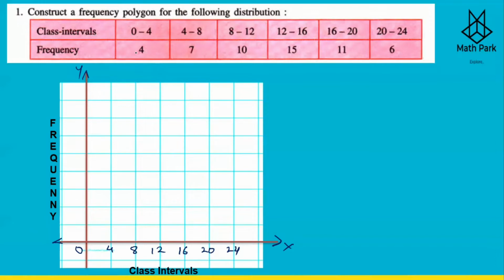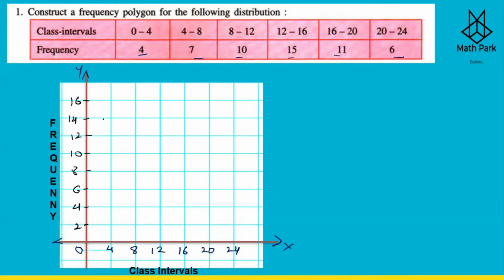On the y-axis, the frequencies which you have to plot are 4, 7, 10, 15, 11 and 6. So the highest is 15 and the lowest is 4. So we can choose a scale of 2. I start with 2, 2 plus 2, 4, 6, 8, 10, 12, 14 and 16. You have to look at how much space is available for you on a graph. I have chosen a graph with these many units, so that is how I choose the scale. You can have a different scale as well.